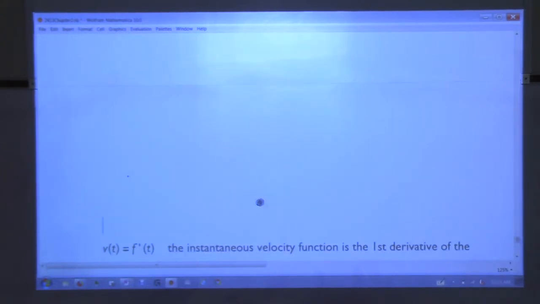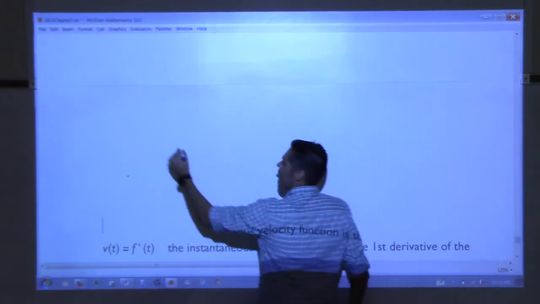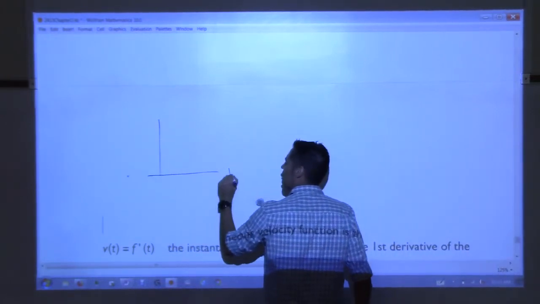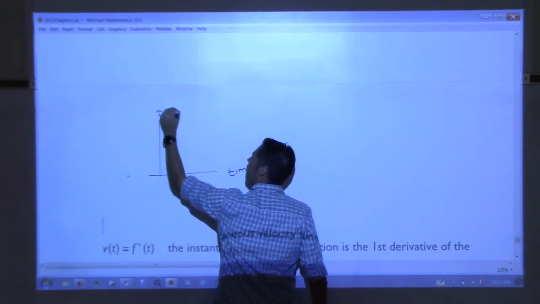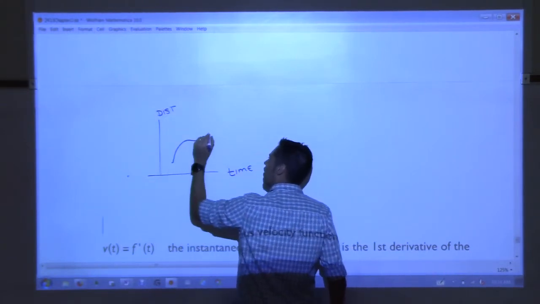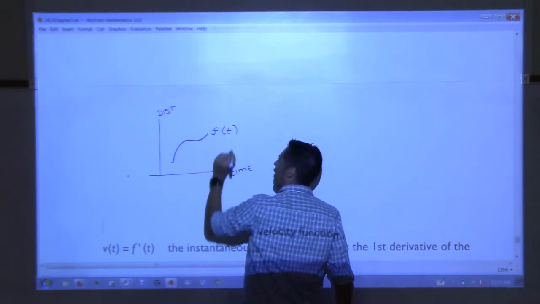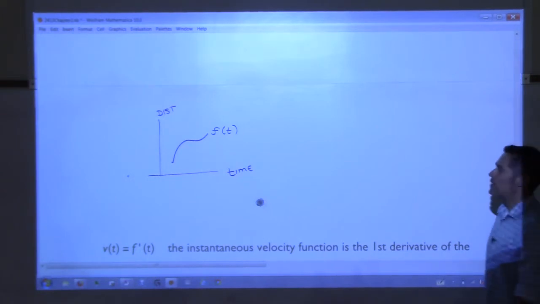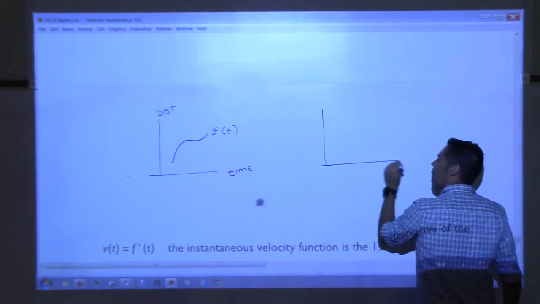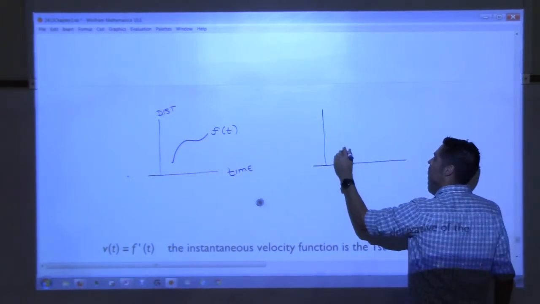Let me try and illustrate this. If I have a function here, here's time, and here's distance, then this right here is your f of t, right? That's your original function. It tells you where you are at any point in time. Yes? If I take the derivative of that, I'm going to graph it.